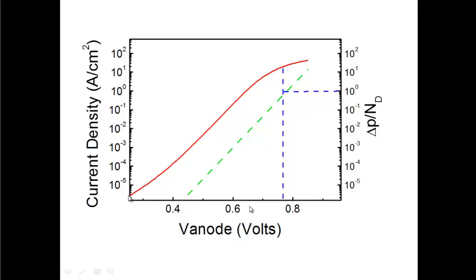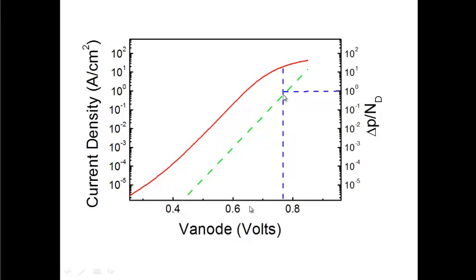The same current I've plotted, red one here. And along with that, this green one shows you excess hole density divided by ND. So this is the excess hole density here, divided by ND. Now look at, if I say my maximum current is somewhere here, it has significantly departed from exponential, this point here.